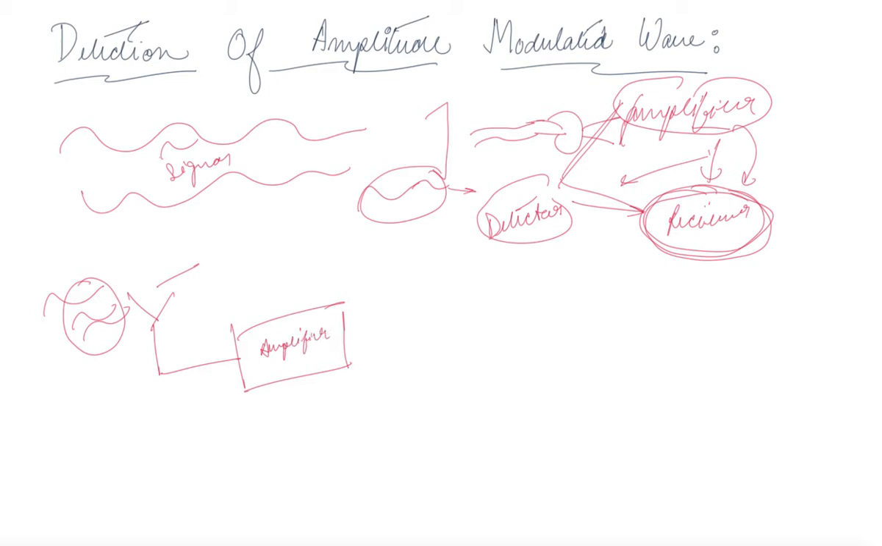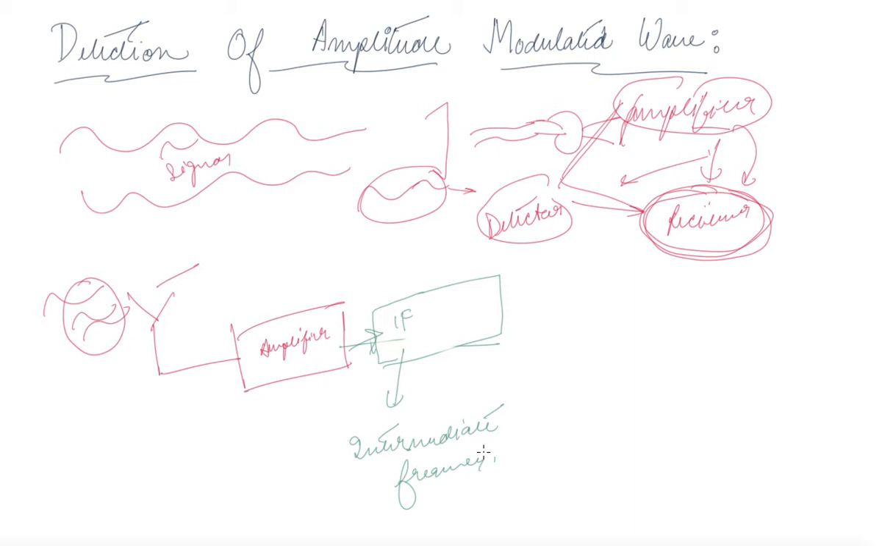After the amplification part is done, there is an IF stage. Sorry, I need to draw this in the bracket over here. So after that, there is this IF stage. Now, what is the IF stage? IF stage is known as the intermediate frequency.